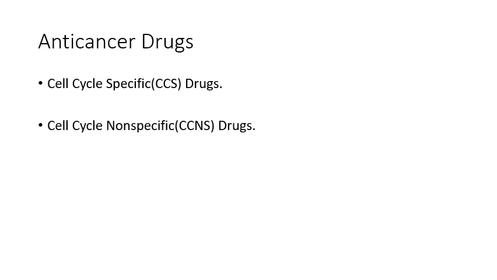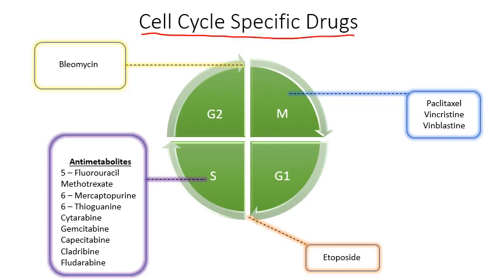The anti-cancer drugs are divided broadly into two categories: the cell cycle specific drugs or CCS, and the cell cycle non-specific drugs, that is CCNS drugs. Let's have a look at cell cycle specific drugs first. Depending on their site of action, they are broadly divided into four categories. Those that act on M phase are taxanes and vinca alkaloids. Then those that stop the G1 to S phase transition, that is etoposide. Then a broad category of drugs called antimetabolites that act on S phase, and bleomycin that inhibits the transition between G2 to M phase.